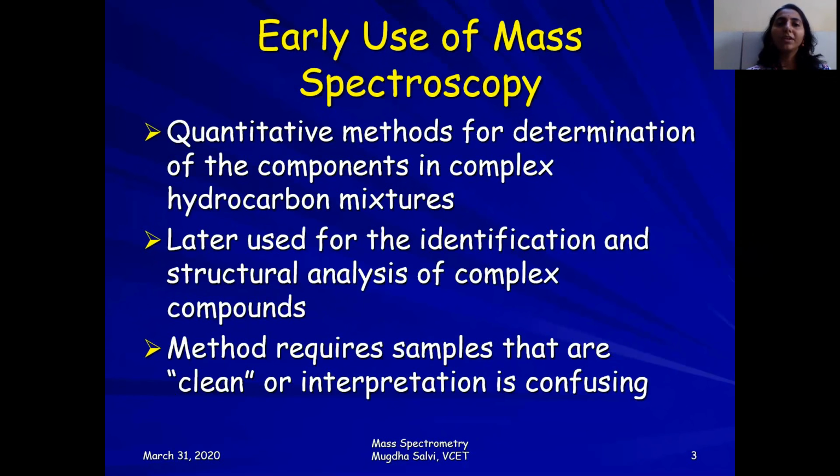Quantitative methods for determination of components in complex hydrocarbon mixtures. This is the main purpose of using mass spectrometry. It was later also used for structural analysis of complex compounds. The method requires samples that are clean. Otherwise, the interpretation becomes confusing.